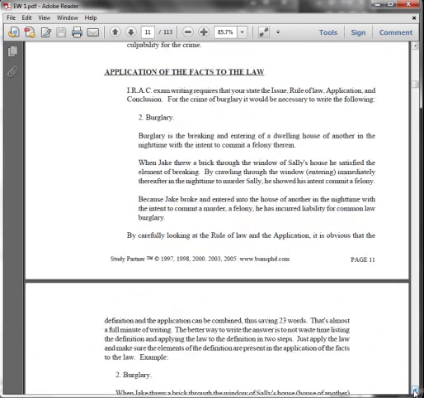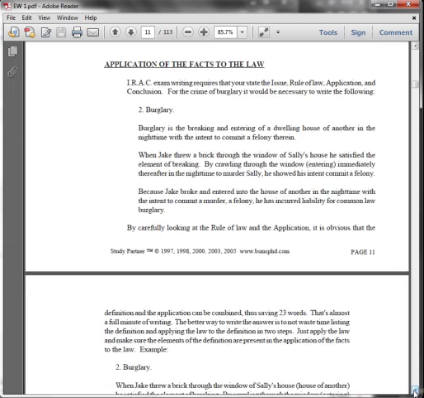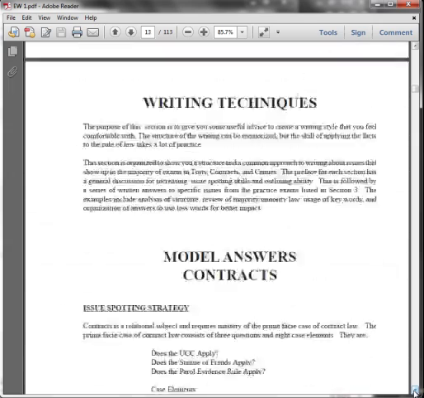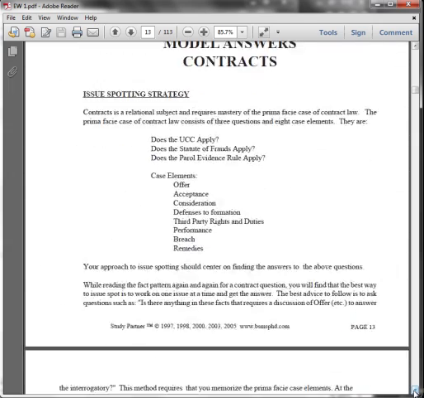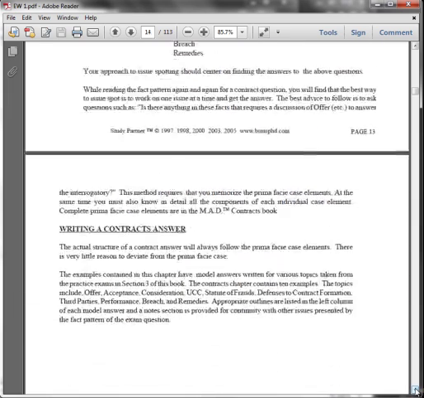Others are relational. Contracts is a prime example of a relational topic. You can talk about offer and acceptance and remedies and damages in the same sentence. So there's a linear flow to contracts, but it's all relational, so you can jump all over the place. So there are different ways to approach answering those kinds of questions. That's covered in this kind of book. Now, there's issue spotting strategy, and model answers.